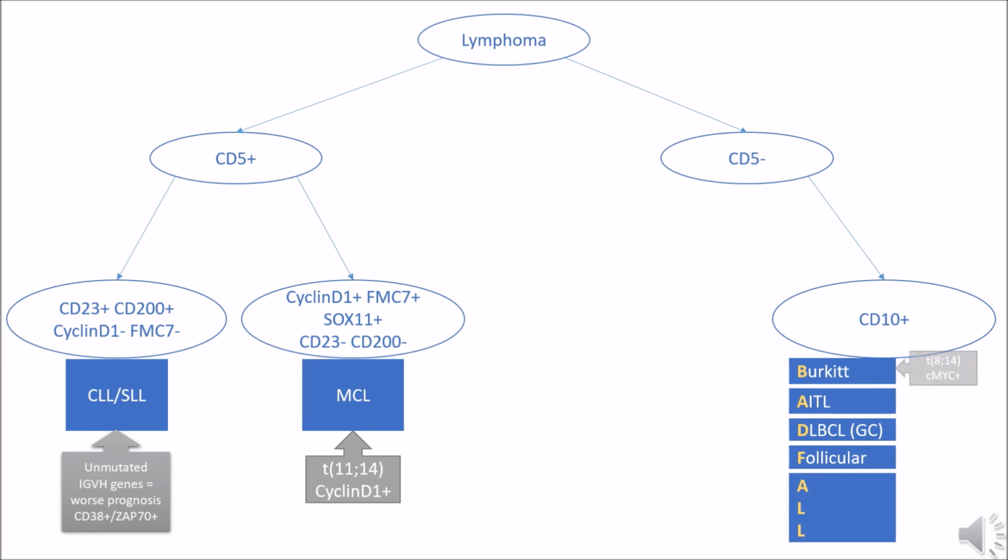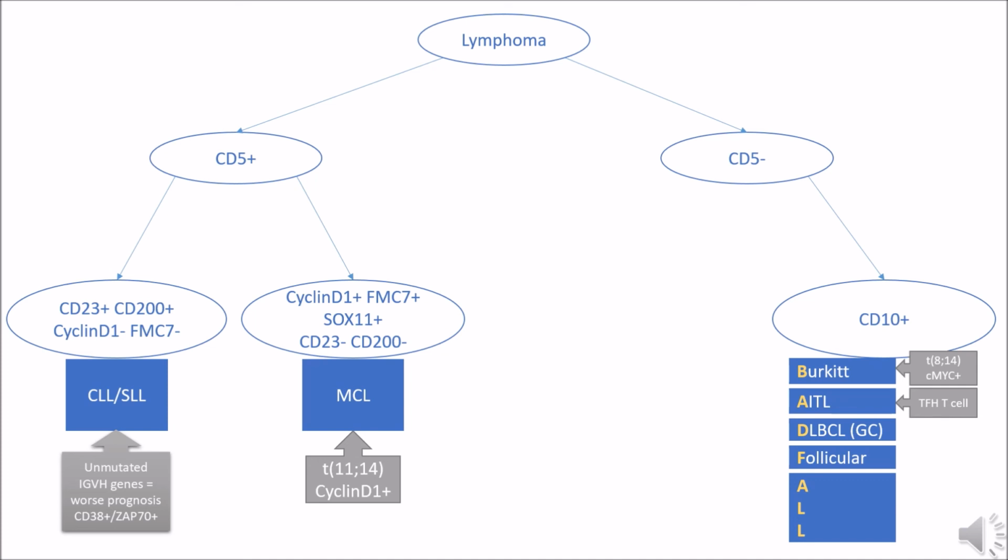Burkitt has a translocation involving MYC and IgH, so it's no surprise Burkitt lymphoma is strongly positive for c-MYC staining. AITL is unique to this category since it is a T-cell lymphoma, but remember, it arises from the special T follicular helper T-cell, which is native to germinal centers. DLBCL can be of germinal center origin and non-germinal center origin. Most germinal center origin DLBCLs retain CD10 expression.